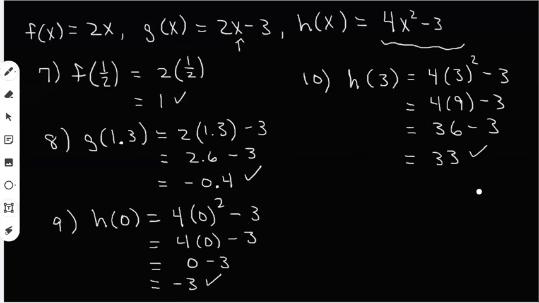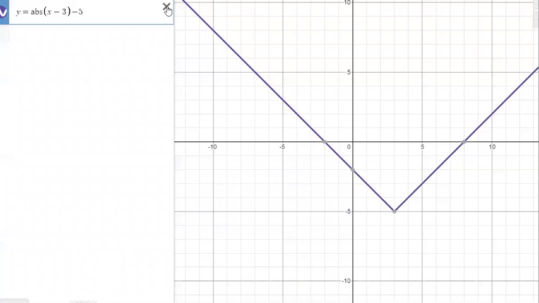So what you can do with these numbers is you can actually make these into ordered pairs. We always put our x first and we always put our y second. So for number 10, we let our input be 3. That's going to be our x value. So in place of x, I'm going to put a 3, and our output is 33. So we get the point 3 comma 33. Let's see what that looks like when we graph it. I'm going to graph the function h of x on Desmos, and we'll see what that looks like.